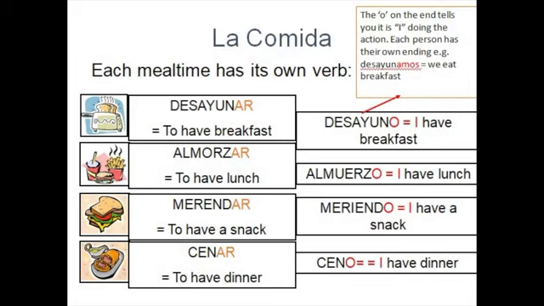So then if you say I have breakfast, for example, we're then turning that verb into present tense by taking off the AR ending and adding the O for the I ending. So desayuno is I have breakfast, almuerzo, I have lunch, meriendo, I have a snack, and ceno, I have dinner. So if you pause the recording here again, make a note of those verbs and how they would change for first person.